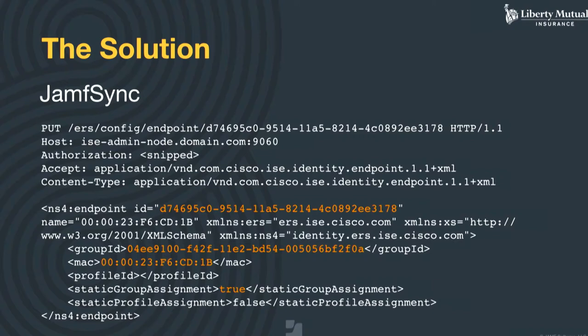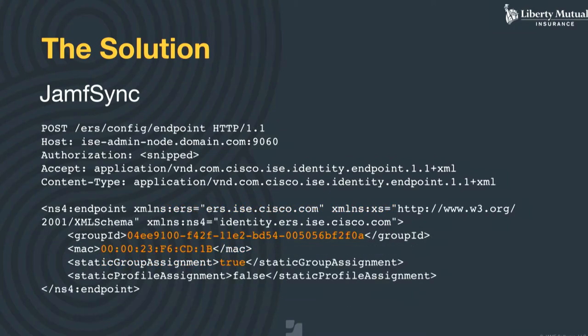So this is an example of an API command to ISE to update an endpoint. So you do a PUT. Right, you've got the unique identifier of that endpoint in ISE, the group that we want to move it into, and then the MAC address. And you'll notice it says static group assignment is true. So we're basically telling ISE, put this MAC address in this group and leave it there. Don't move it in or out based on profiling or other things. It's a static assignment. We know this device is good to go.